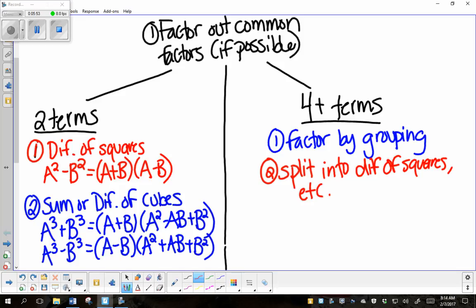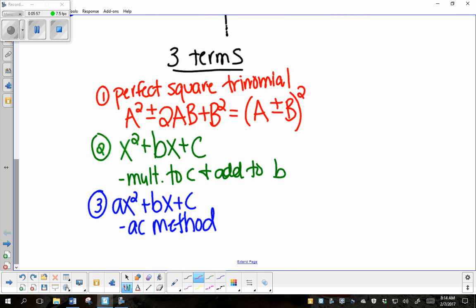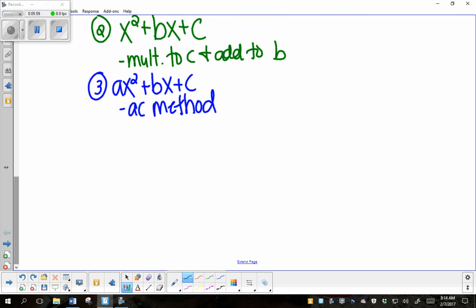So you're going to do one of those three things, whether it has 2 terms, 3 terms, or 4 or more terms. Then the last thing you want to do is check all of your factors.